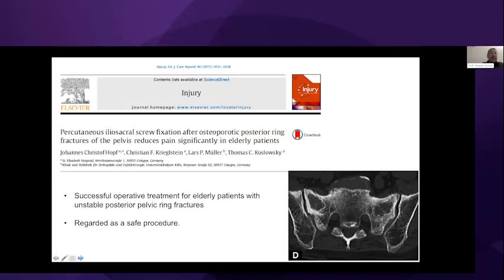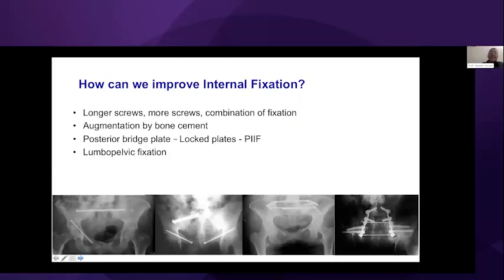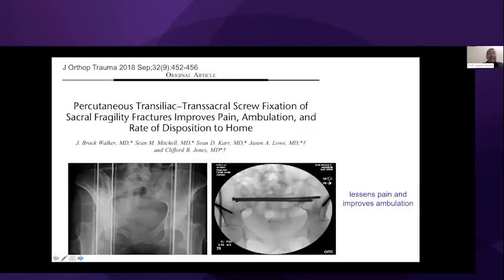For this reason, we need to improve our internal fixation technique: to have longer screws, more screws, combination of fixation techniques, augmentation of screws by bone cement, to apply a posterior bridge plate, to use these bridge plates as locked plates, to have lumbopelvic fixation, which is invasive in such fragile patients. And lastly, to have sacroplasty as a useful technique in some patients.